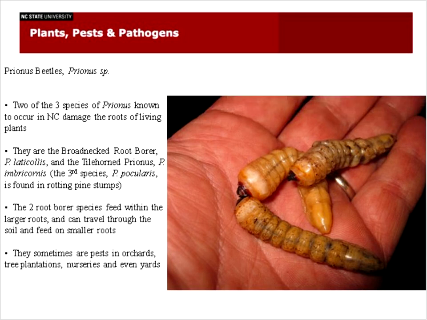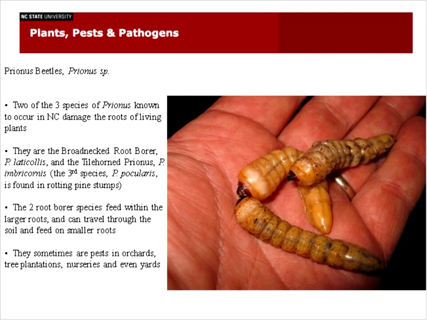Of the three species of Prionus known to occur in North Carolina, two of them feed within the roots or on the roots of living plants. Those species are the broad-necked root borer, Prionus laticollis, and the tilehorn Prionus, Prionus imbricornis. The third species, Prionus pocularis, is found in the stumps of pine and occasionally in the logs.